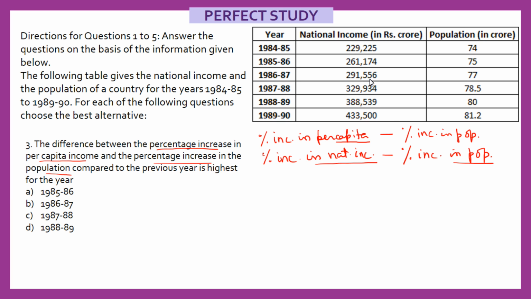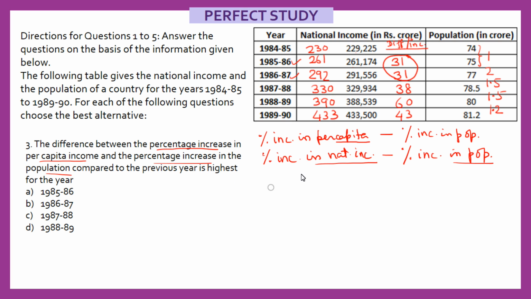Now in this slide I don't have those values which I had calculated in question number 1. So just quickly let me bring up those values again, because we need those values for our calculation. Right, so here are the values that we had calculated for question number 1, and we will use them again. So we have to compare the percentage increase in national income and percentage increase in population, and we want this difference to be the highest.